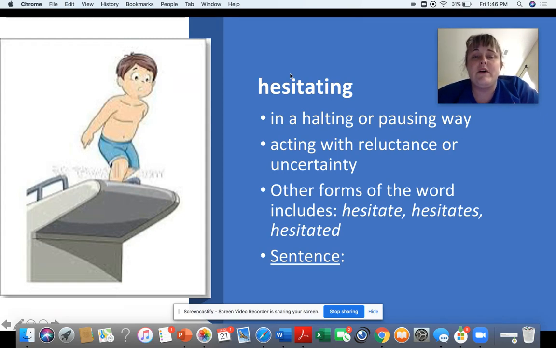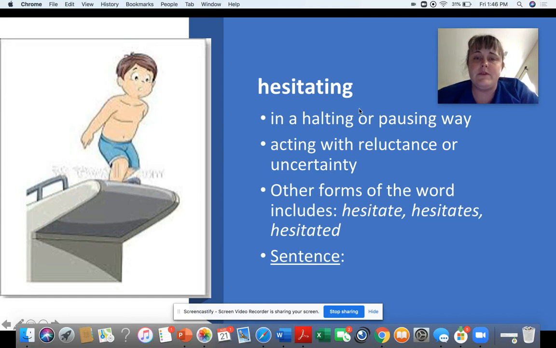This next word is called hesitating, and it means in a halting or pausing way, or acting with reluctance or uncertainty. Reluctance means you're not sure, okay? So in other words, this boy might be hesitating to jump off the diving board, all right?